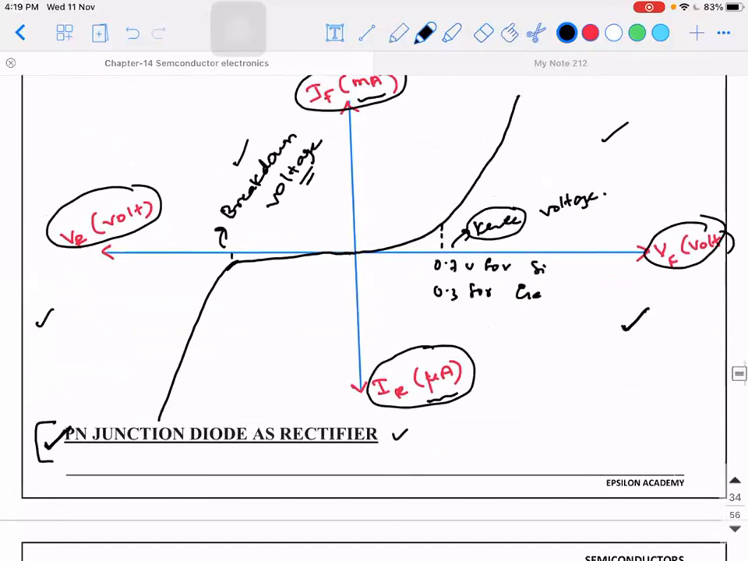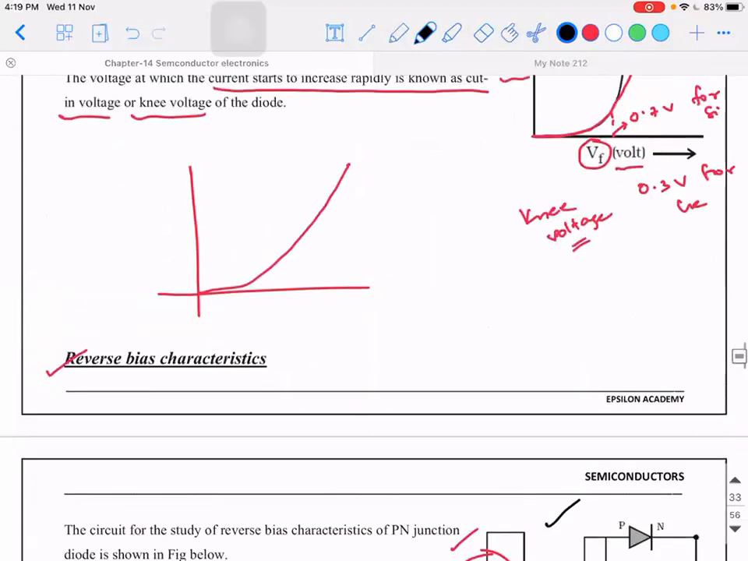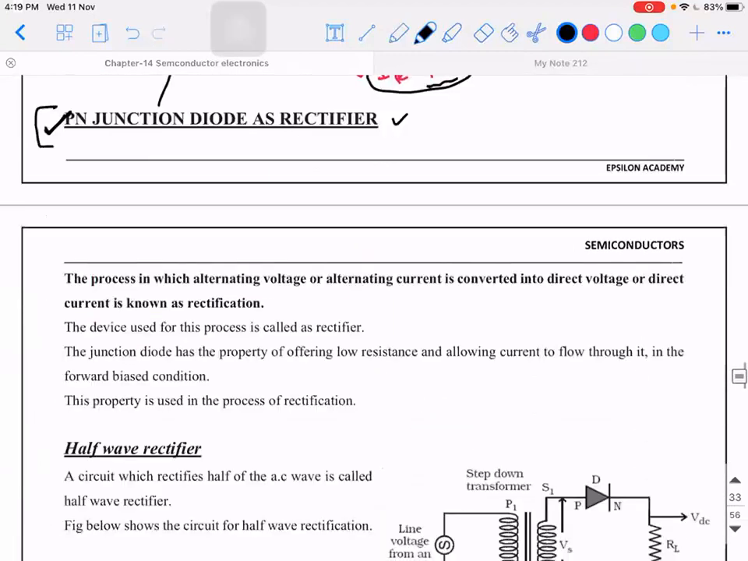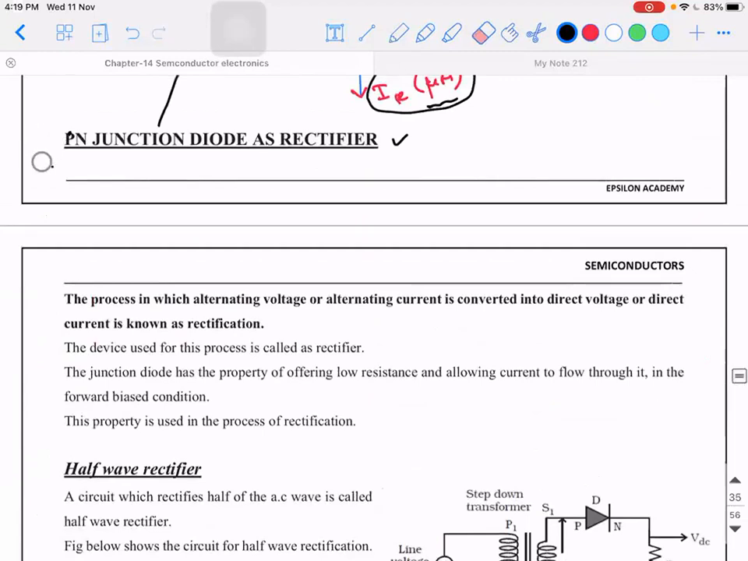So based on the characteristic, now we are going to see the application of a PN junction diode, and its main application is to work as a device called a rectifier. Okay, so let's first start with what a rectifier is. Rectifiers are devices which generally convert alternating current into direct current.